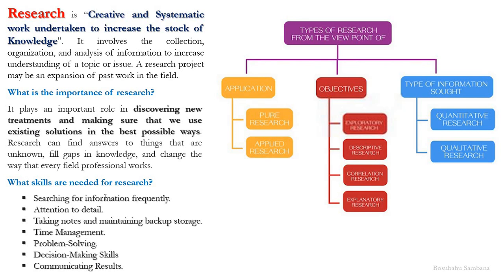Based on various factors, types of research are categorized in three ways: application approach, objective approach, and types of information sought. The application approach is categorized into two: pure research and applied research. By objective, research is categorized into four: explanatory research, descriptive research, correlation research, and exploratory research. Coming to types of information sought, it is categorized into two: quantitative research and qualitative research.